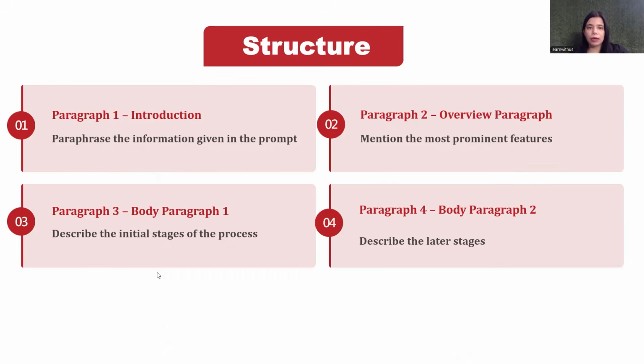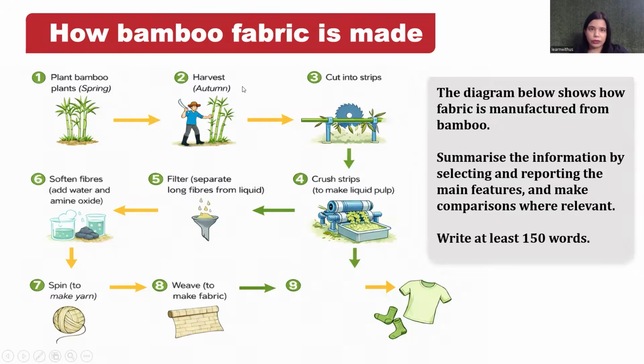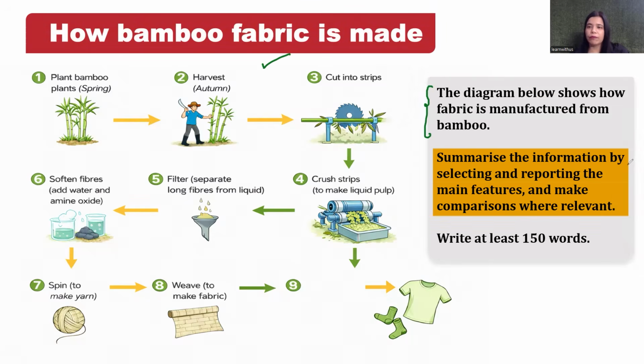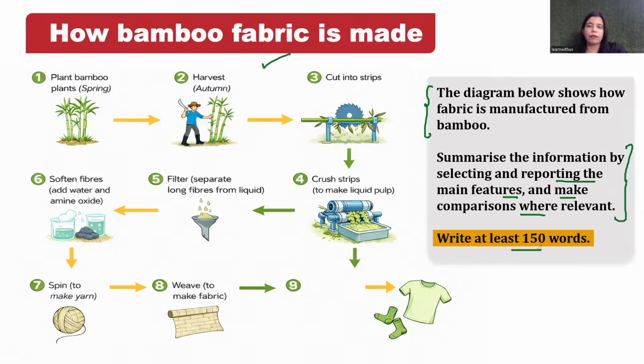Let's get started now, and here is our question. So the question is about how bamboo fabric is made. Let's read this together. So the question says the diagram below shows how fabric is manufactured from bamboo. Summarize the information by selecting and reporting the main features and make comparisons where relevant. Write at least 150 words.